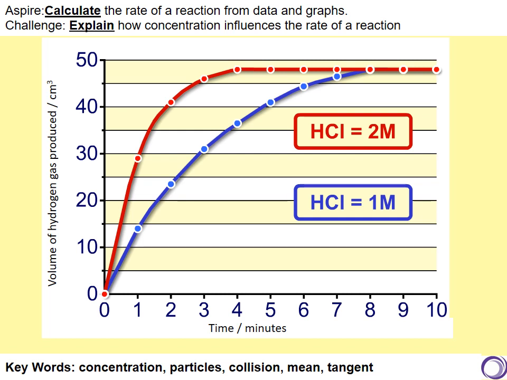We can display these on a graph. If we look at the red line, this is much steeper than the blue line. As the gradient is much higher, this means that this is a much faster reaction. But whenever answering questions about these types of reaction, we must always note that they both finished at 48 centimeters cubed. So they both finish at the same amount, but the first one, the red one, is steeper, so the reaction is faster.